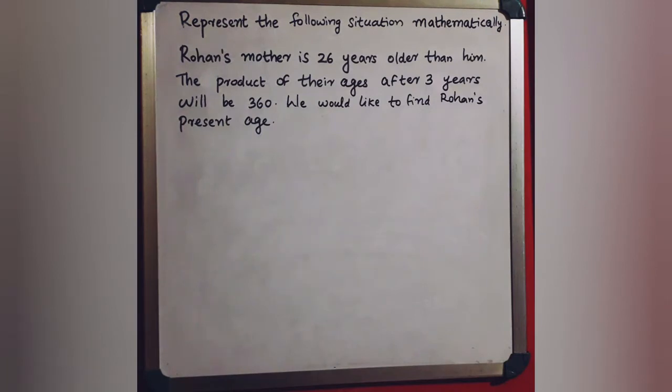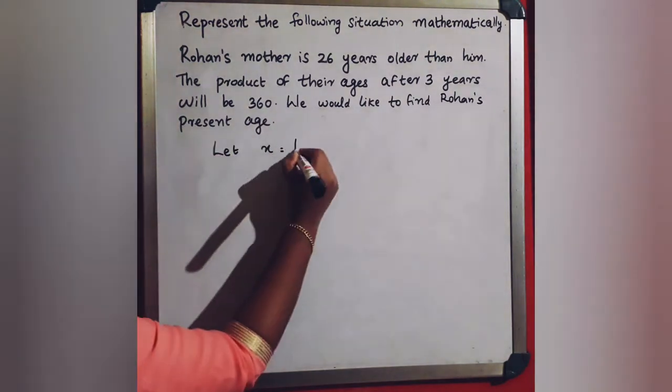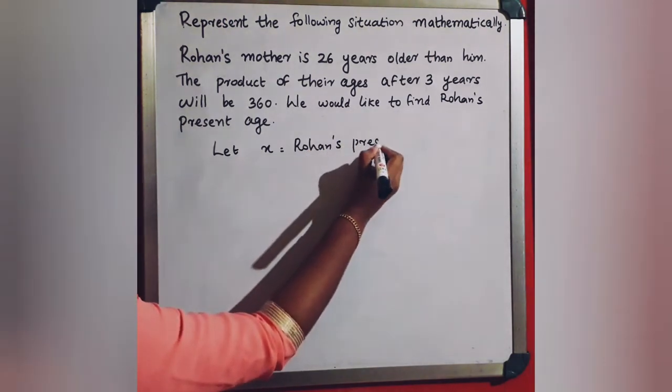The next situation is: Rohan's mother is 26 years older than him. The product of their ages after 3 years will be 360. We would like to find Rohan's present age. How do we write the situation mathematically? Our aim is to find Rohan's present age, so let x be Rohan's present age.